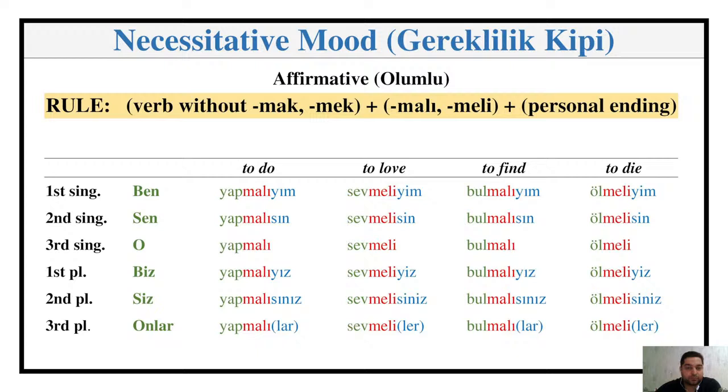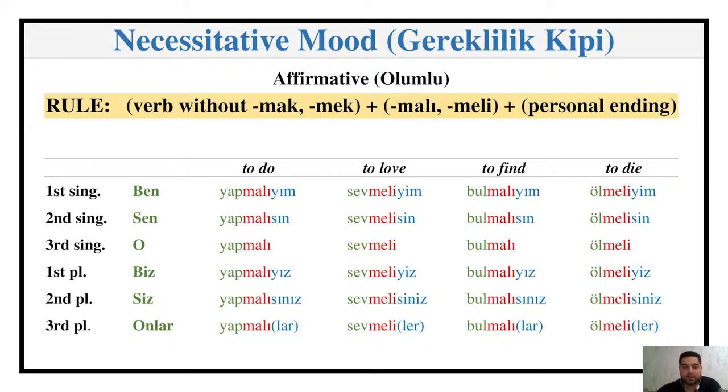First person plural: biz yapmalıyız, sevmeliyiz, bulmalıyız, ölmeliyiz. Second person plural: siz yapmalısınız, sevmelisiniz, bulmalısınız, and ölmelisiniz. And last, third person plural: onlar yapmalılar, sevmeliler, bulmalılar, and ölmeliler.